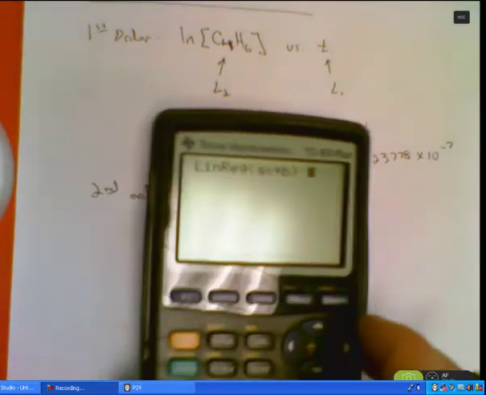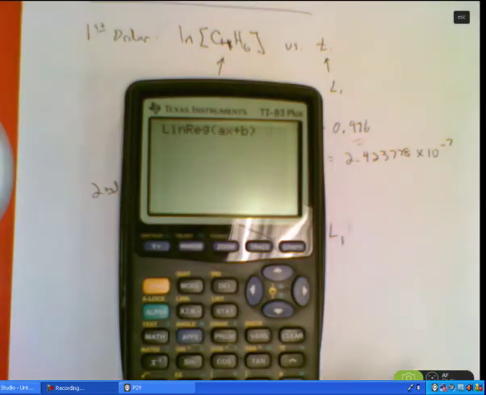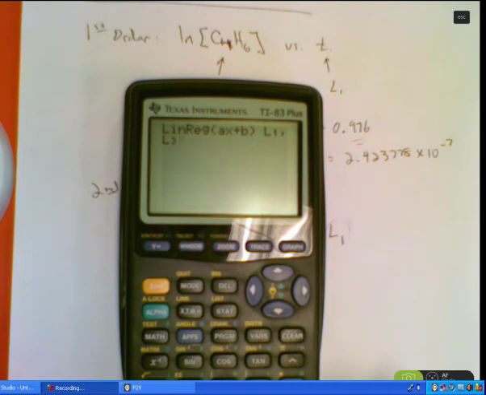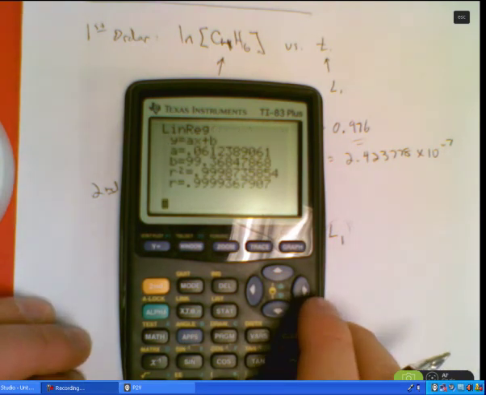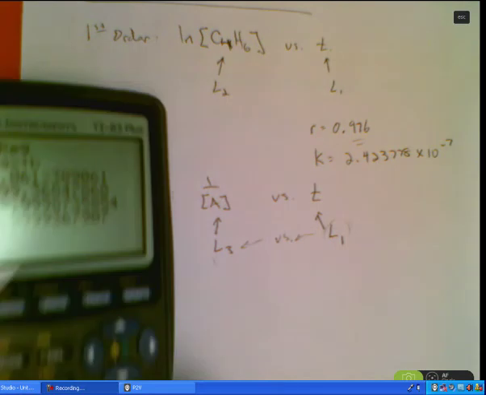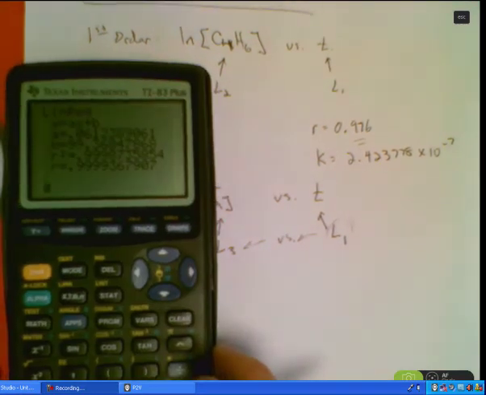I think that's right. Let's see what happens. So list 1, comma, versus list 3, which is our 1 over concentration values. Enter that, and yep, those are the right numbers. So put this off to the side a little bit.